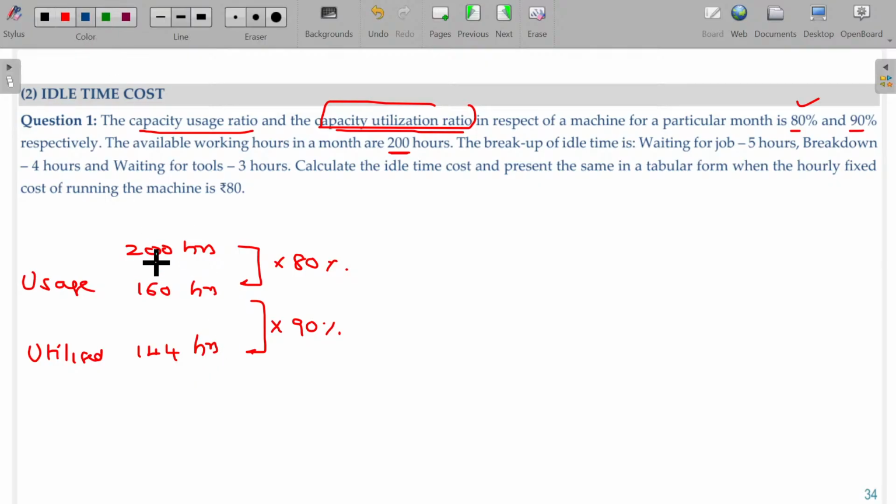This difference 40 and this difference 16. Okay, this 40 is unavoidable. Based on usage, what you calculated here is called unavoidable. And this will be called avoidable. If you are being careful, you could have avoided this.